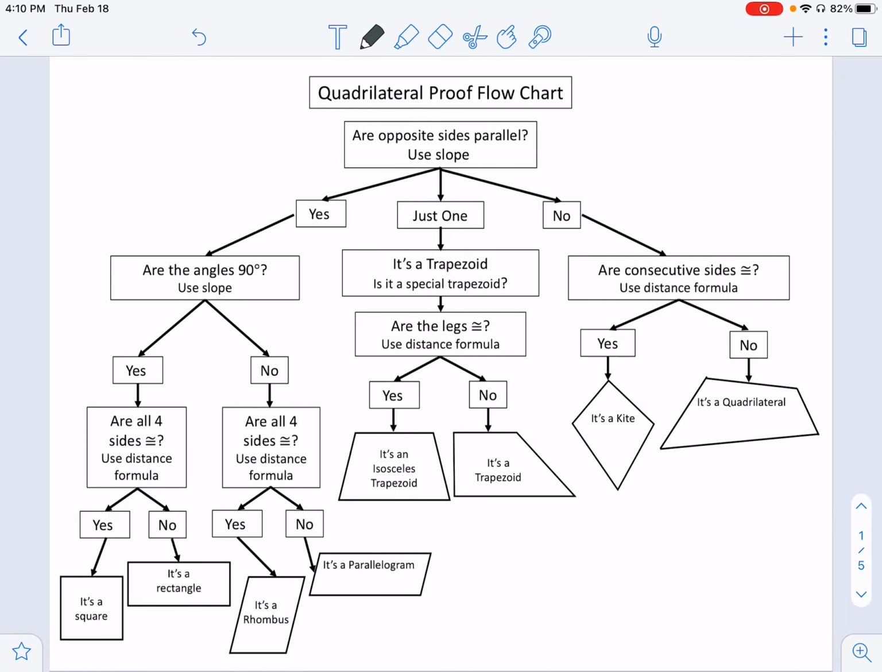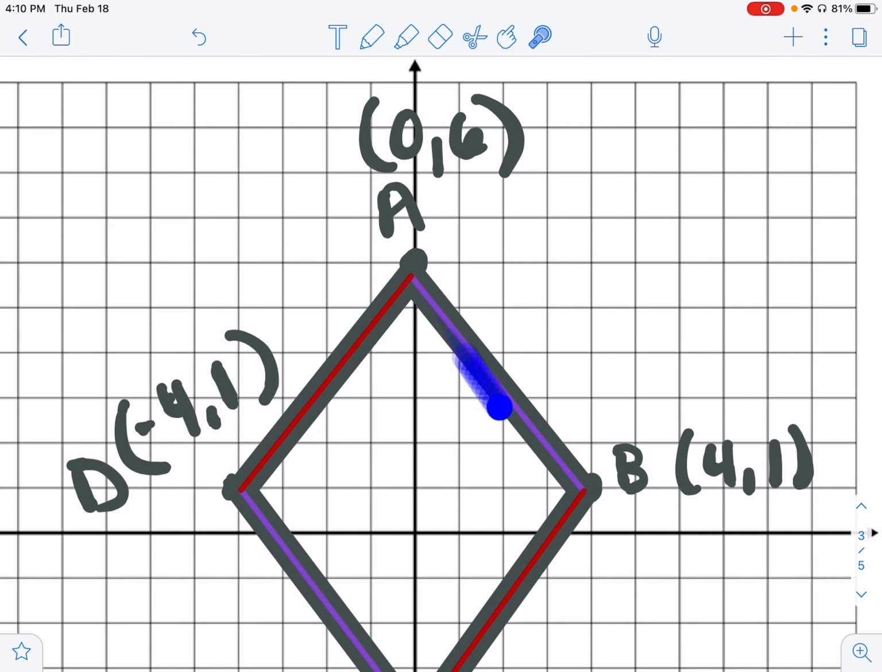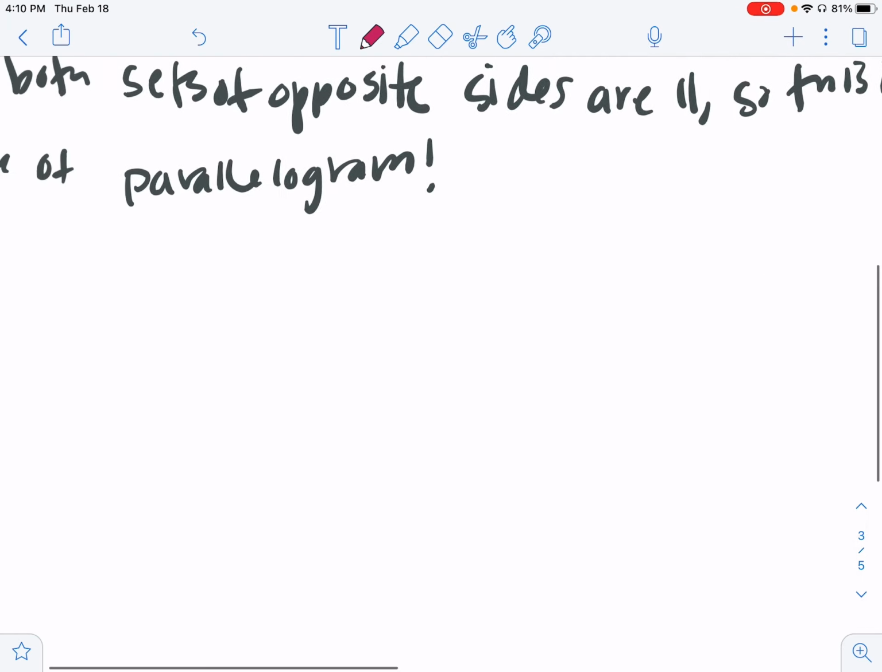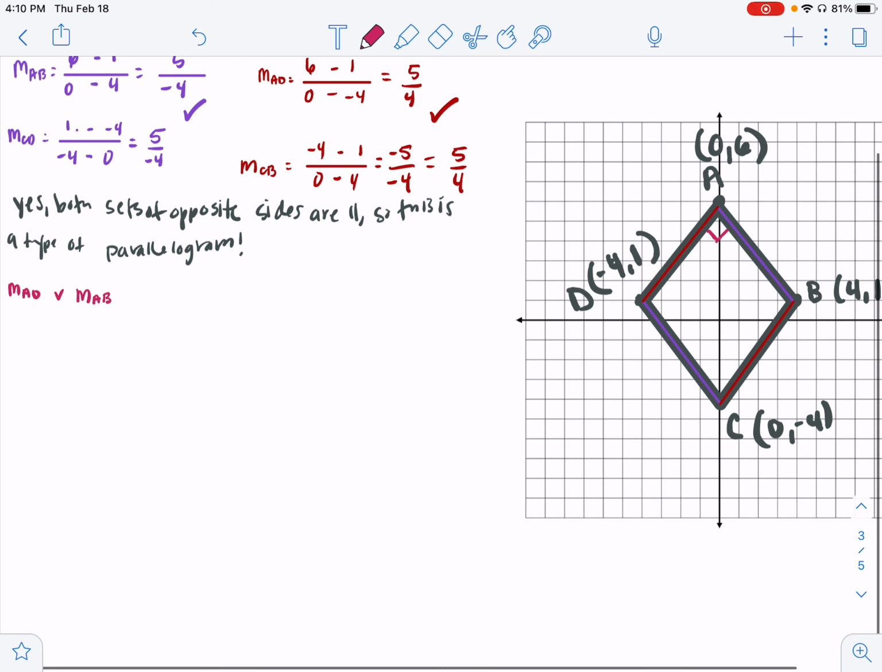So that was following this very first step. We said over here, yes, they are all parallel. So we're going to go ahead and move on to our next question then. Are the angles 90 degrees? So once again, when we're comparing the angles, we're looking here at the lines that intersect. So in order to determine if this is 90 degrees, I need to compare AD and AB. So I'm going to say AD versus the slope of AB. Those are the ones that I'm looking at. The good news is we already found those. AD is 5/4 and AB is -5/4.